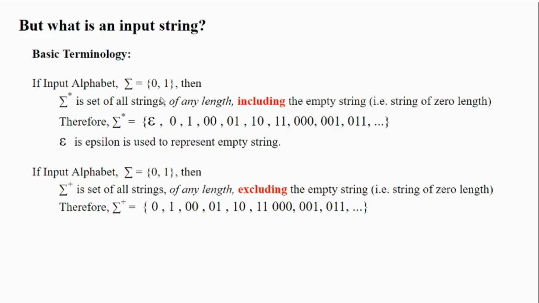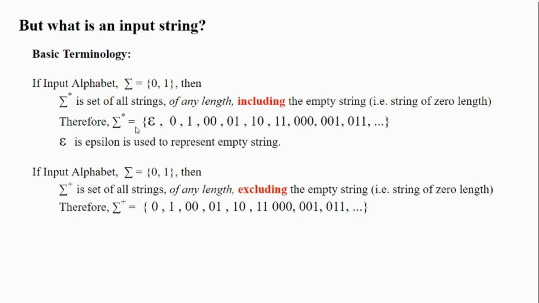Then the strings of length 1 will be 0 and 1. These are the strings which are made up of this input alphabet. So this is one string, this is another string. In this string we have only one character, in this string also we have only one character. This is made up of 0, this is made up of 1. Then we can have the combination of these two elements. Like the first combination is 0 0, this is another string, 0 1, 1 0, 1 1.